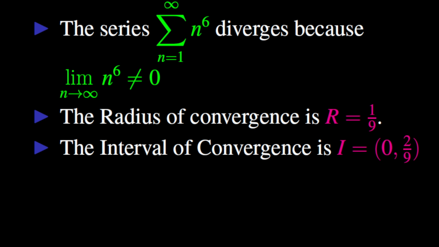In sum, the radius of convergence is equal to 1 over 9. The series converges for x in the open interval from 0 to 2 over 9.